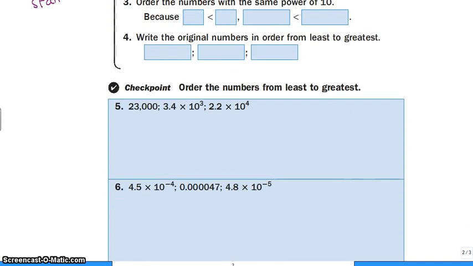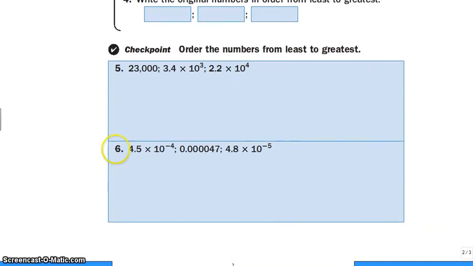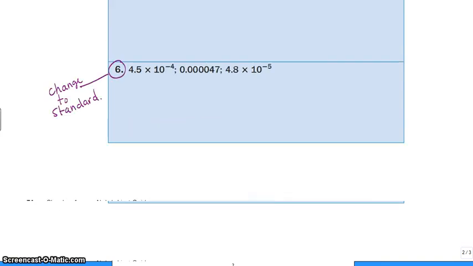That should help you with those. Watch out for the negative exponents. You might want to change these to standard to compare contrast. I would, personally. I would change these to standard form first and then compare contrast the decimals because I see it better that way.